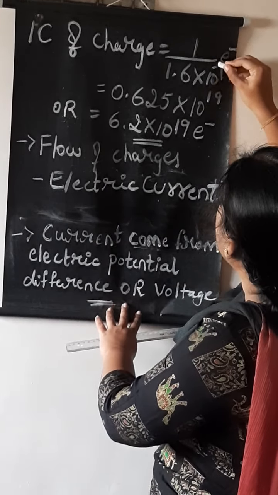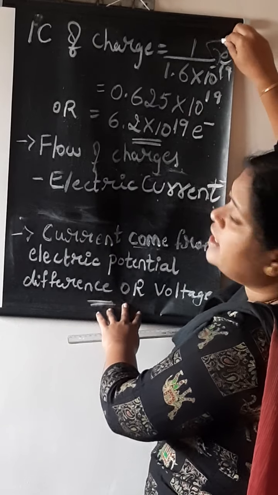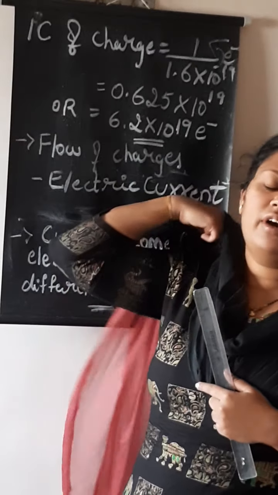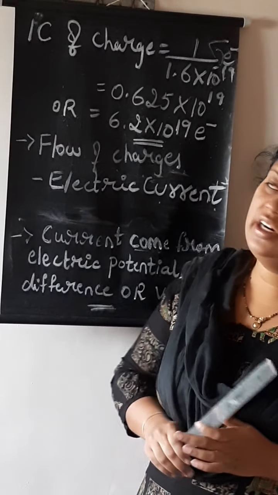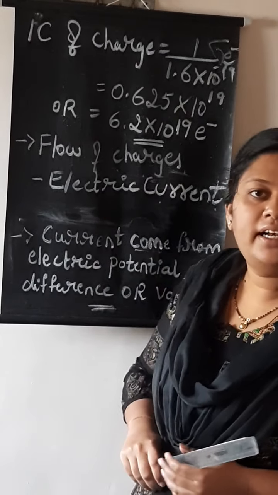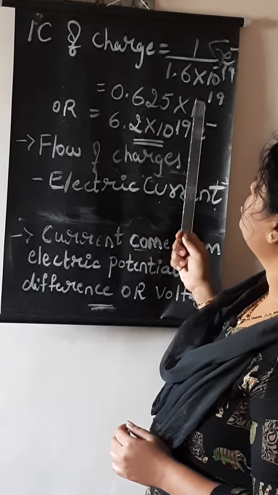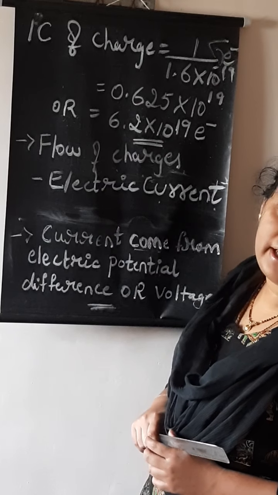Because when you simplify, this 10 to the power minus 19 will go to the numerator. When it goes to the numerator, you have learnt in the law of exponents in mathematics, no? 10 to the power minus 19 becomes 10 to the power plus 19. So you get 0.625 into 10 to the power plus 19.